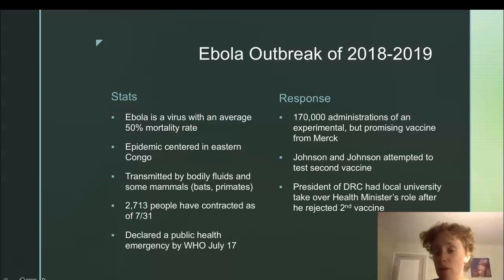relieved the health minister of his oversight of Ebola, and now is having a local biomedical university, in one of the major cities, take over oversight. And the health minister resigned actually after that happened.